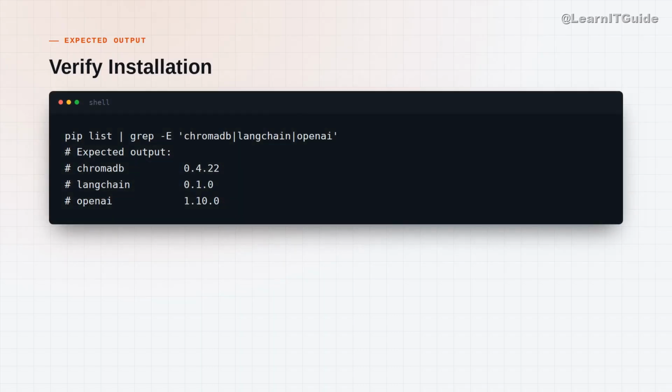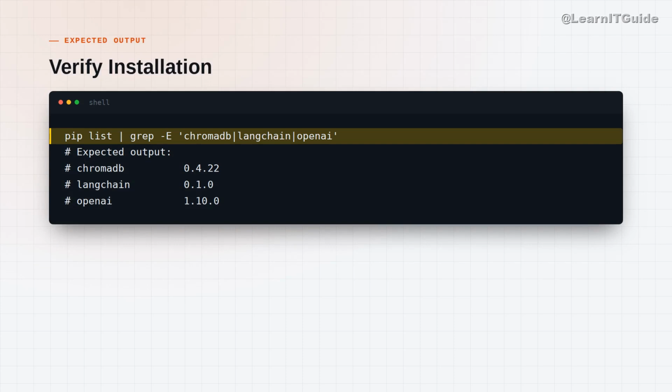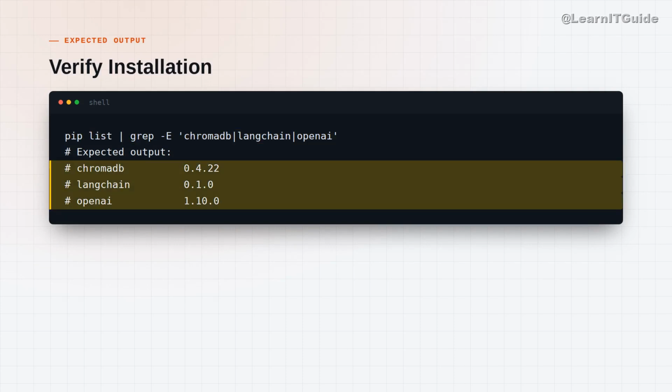To verify that everything installed correctly, we use the pip list command piped into grep to filter the results. You should see the exact versions shown on screen. If you see an error or missing packages, double check that your virtual environment was activated correctly. Once you see these versions, your environment is ready for the core implementation.